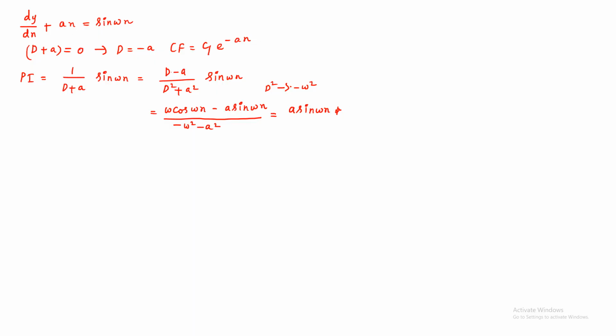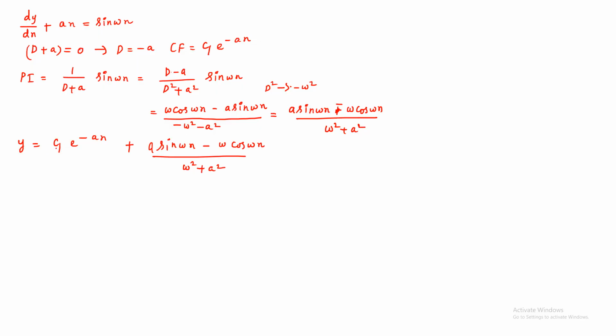minus ω cos(ωx) over ω² + a². So our solution becomes c1 e^(-ax) plus (a sin(ωx) minus ω cos(ωx)) over (ω² + a²).